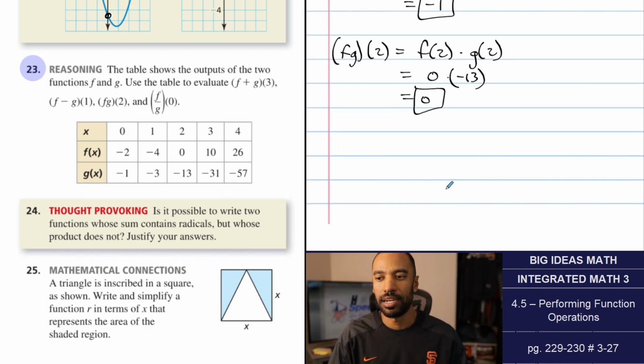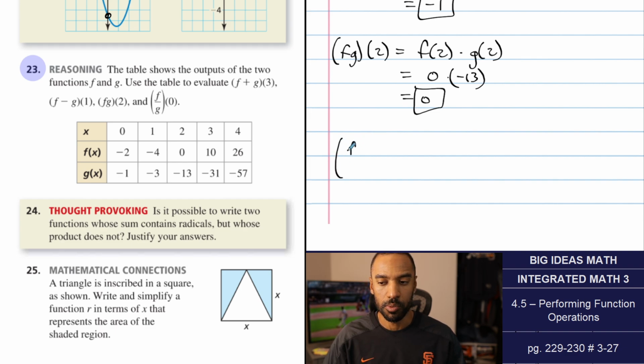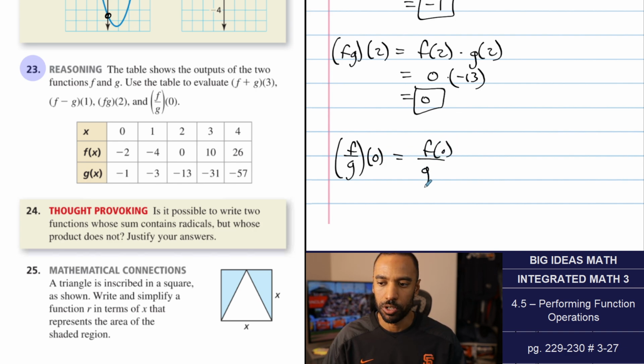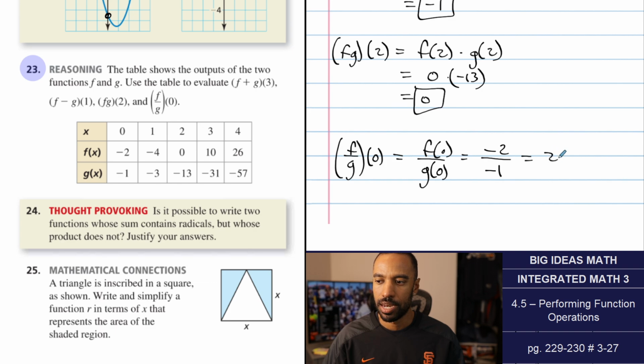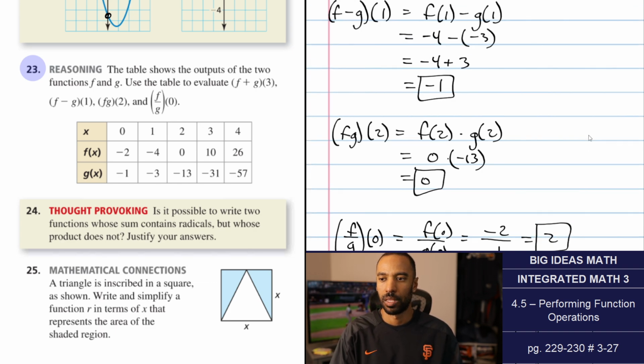Period. And f divided by g of 0, that doesn't mean we're dividing by 0. We're substituting 0 for x and getting y values. This is f of 0 over g of 0. F of 0 is negative 2. G of 0 is negative 1. Negative 2 over negative 1 is 2.